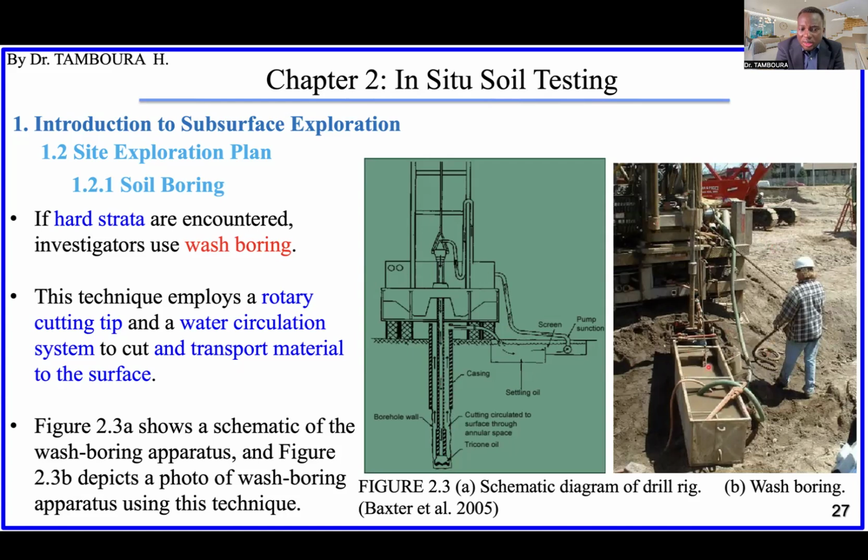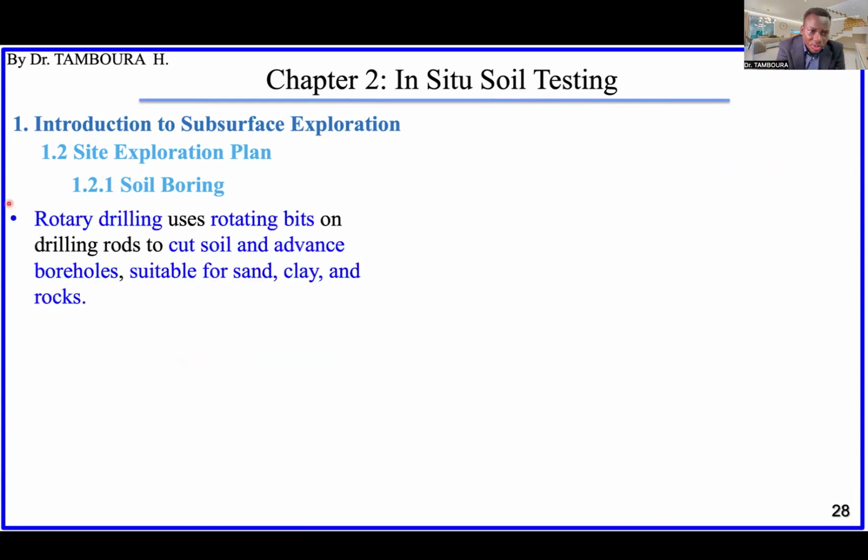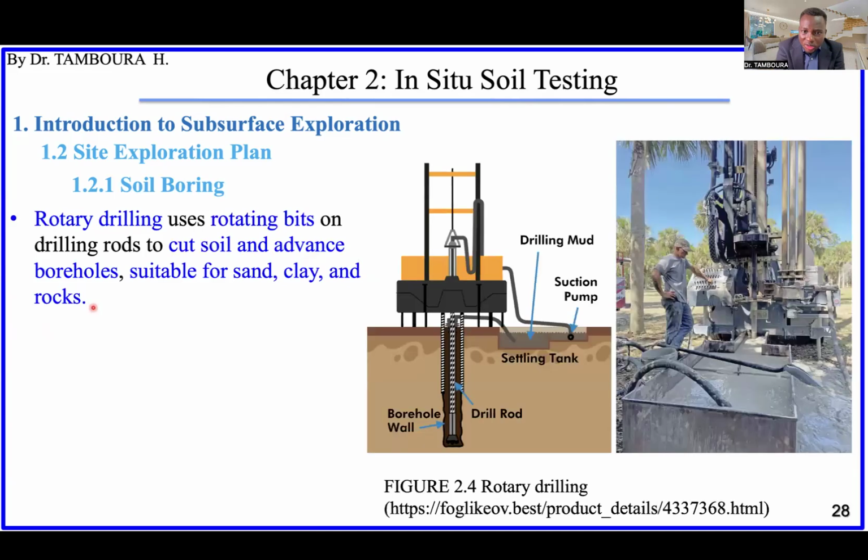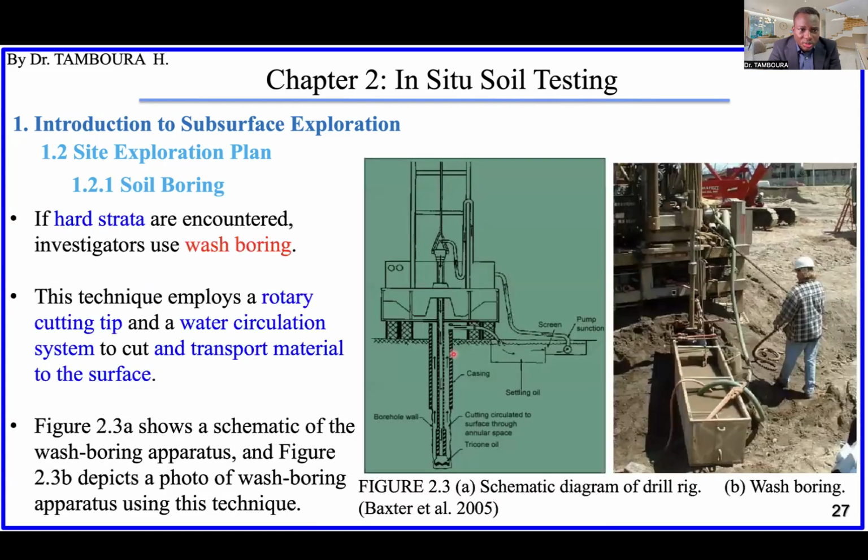So rotary drilling uses a rotating bit on a drilling rod to cut soil and advance the boring, suitable for sand, clay, and rock. This is the same as what I explained. This is one example of what I said right now. This is the same as this one, wash boring.